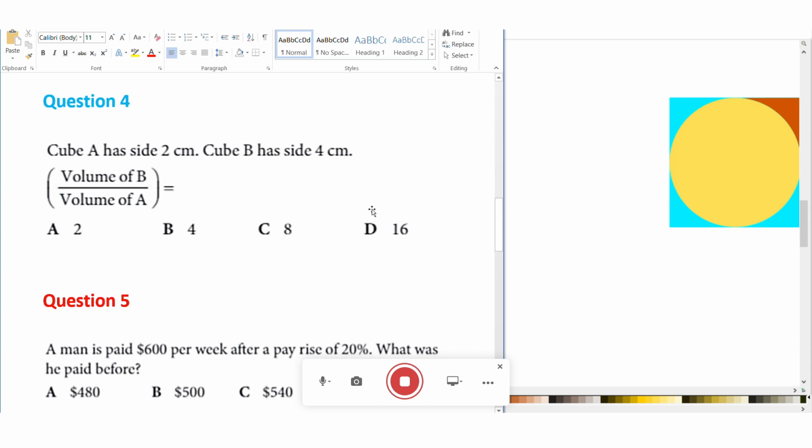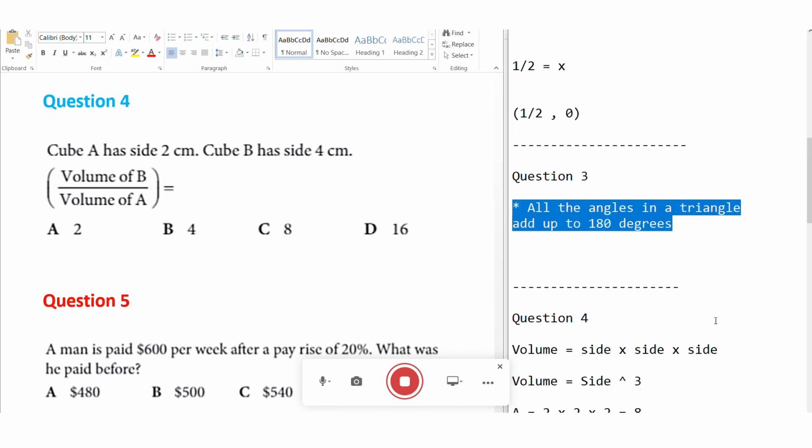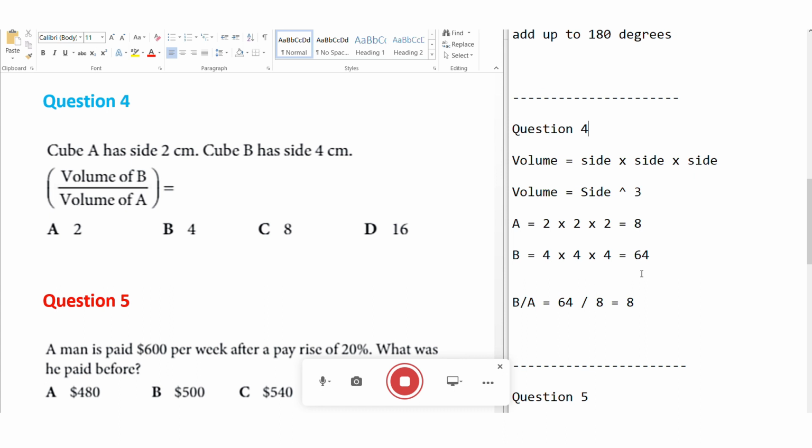Question 4. All right, let me just load it up here. Cube A has a side of 2 centimeters and cube B has a side of 4 centimeters. The question wants you to divide the volume of B by the volume of A. This is going to be super easy. The volume of a cube is side by side by side. So the volume, side multiplied by side multiplied by side, is the same thing as side to the power 3. This here is a symbol for power, right? Remember, I'm using Notepad. So when you see the upside down V, that means something to the power, in this case, 3, or side cubed.